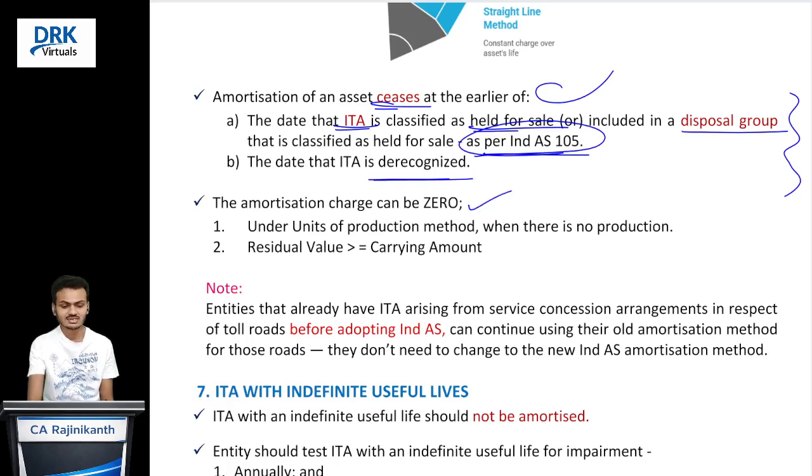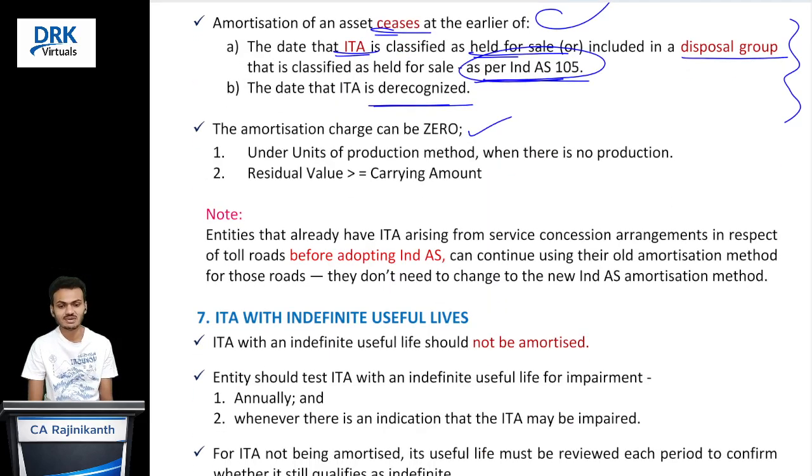And the amortization charge is zero when we are charging amortization on the basis of units of production, for that particular year when there is no production. And one more thing, if residual value is greater than carrying amount, in this case also, amortization is zero. As we already discussed, residual value we should assume as zero, except two cases. What are they? When there is a third party commitment to purchase the intangible asset at the end of its useful life, and when there is an active market at the end of the useful life. In these cases, we take the residual value number. If the residual value number is more than carrying amount, obviously there is no amortization, correct? So amortization will be zero, right?